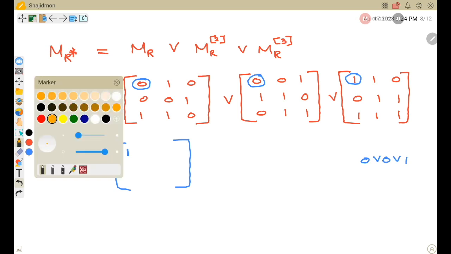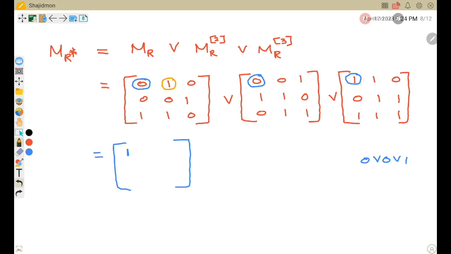In the same way, for the second elements we can take the OR operation: 1 or 0 or 1. So what will be the answer? Equal to 1, because 1 or 0 or 1 is 1. Now in a similar way you can take the third elements: 0 or 1 or 0. So the answer will be 1, because one time 0 or 1 or 0 means the answer will be 1. Now in a similar way you can continue with all the elements.